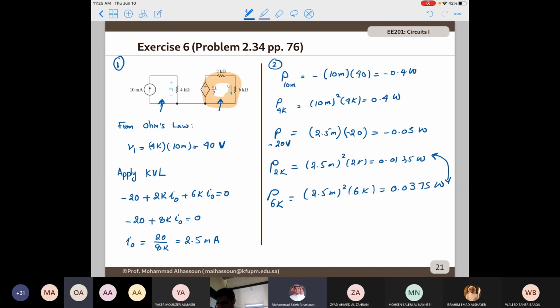Yes, doctor. Why did we put minus 20 volts, not 20? I would do it this way. I will choose negative. But you named it minus 20 volts. Oh, this one? Yeah, by accident. Oh, okay. Thank you.